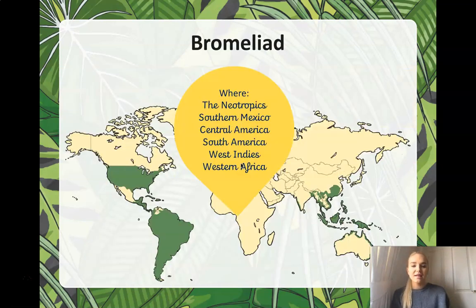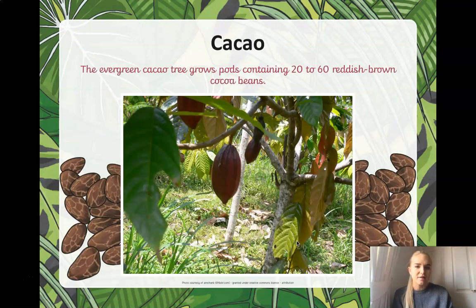And the bromeliad can be found again in the neotropics, so southern Mexico over here, Central America, South America, West Indies, and Western Africa too. Again, don't worry about whereabouts they're found. All you need to know is that they are all located in South America, which is the Amazon rainforest, which is our main topic, isn't it? So that's all we need to know.